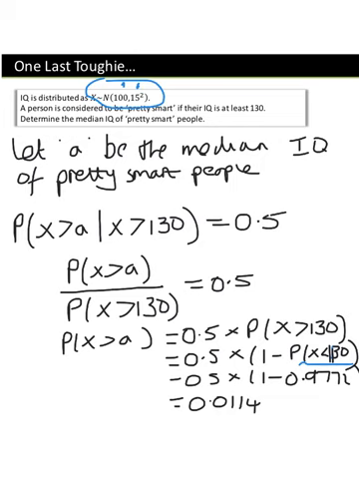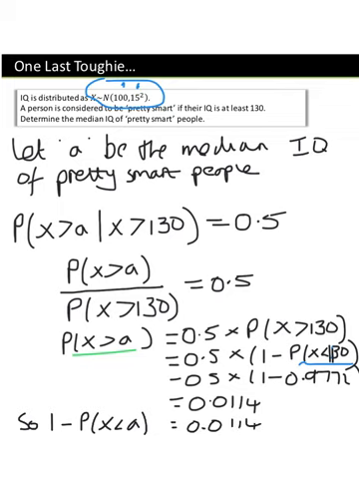So now I've worked out the probability that x is greater than A. So 1 minus the probability that x is less than A equals 0.0114. So the probability that x is less than A, just rearranging this, is equal to 1 minus 0.0114, which equals 0.9886.